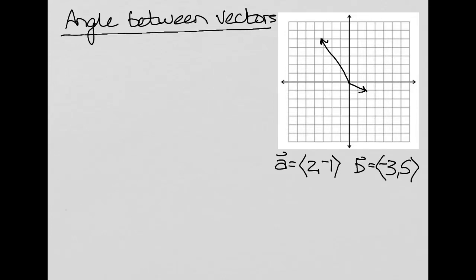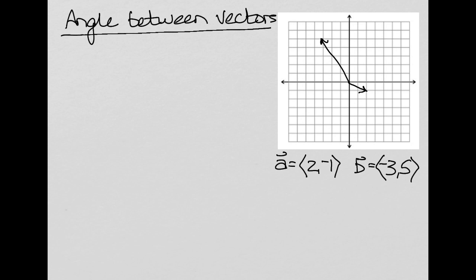If I have two vectors, I might like to know the angle between them. When we talk about the angle between two vectors, we're talking about the shortest way. So the acute or obtuse angle between the vectors. We're not going around the long way, looking at this reflex angle here. We're going the shortest angle in between the two vectors.